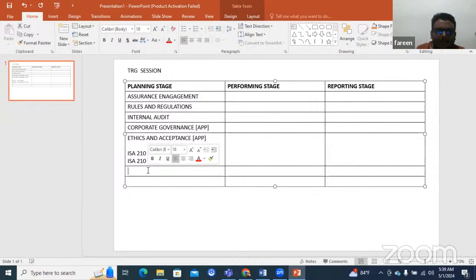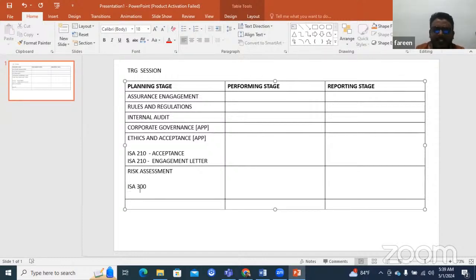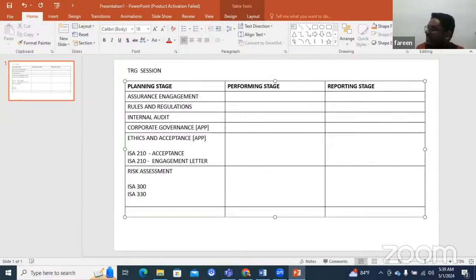After ethics and acceptance, another important topic is risk assessment. Under risk assessment, you might study ISA 300, ISA 330, that is risk response, and ISA 320, that is materiality. So ISA 320 is about materiality, ISA 330 is risk response, and ISA 300 is about planning and risk assessment.